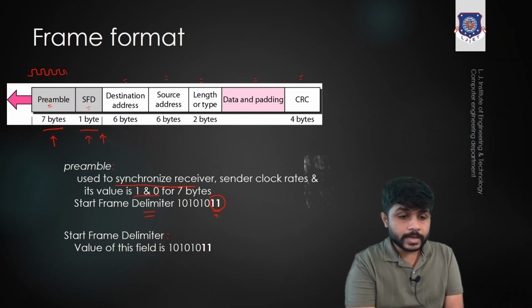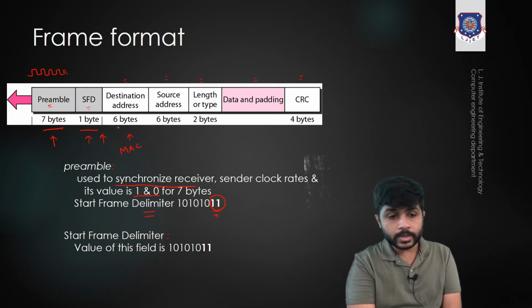Now in the destination address there will be the destination MAC address, the 6 bytes of destination MAC address. In the source address there will be the 6 bytes of the source MAC address. There is a length or type, like which type of data is present in the frame. The next field is the data and padding.